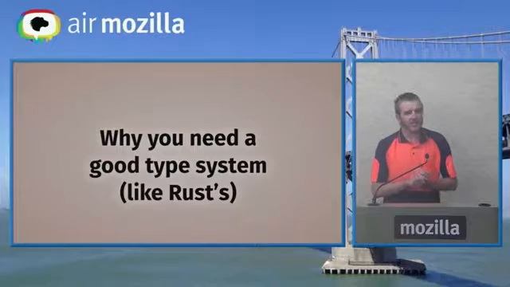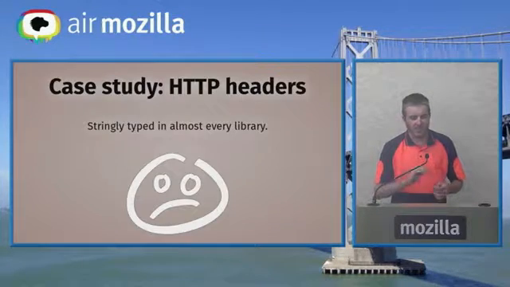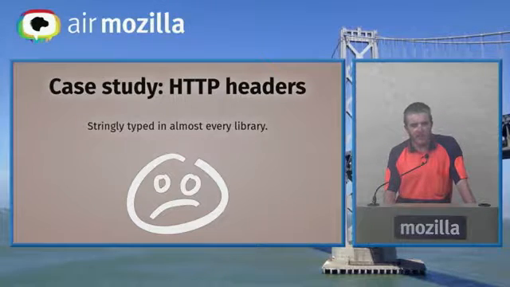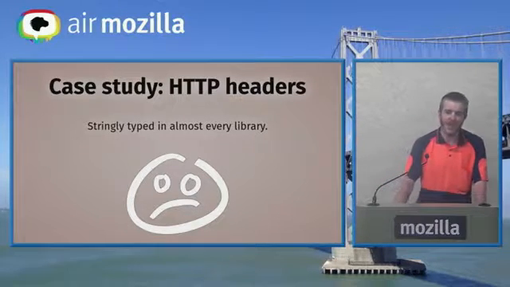So now, let's consider why you need this good type system. I'll take as the case study HTTP headers, and I'll be looking specifically at how Teepee does it, actually. HTTP headers, they're stringly typed in almost every library out there. There are a few that aren't, but the very significant majority of ones, and practically all the ones that are actually used significantly, are stringly typed. This is wrong. Headers are not strings. Semantically, they are not strings. So this makes me sad.